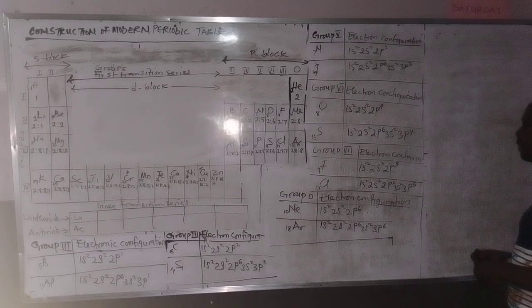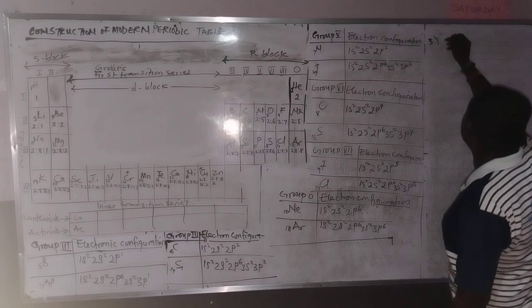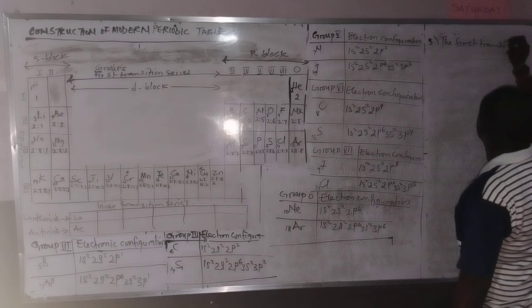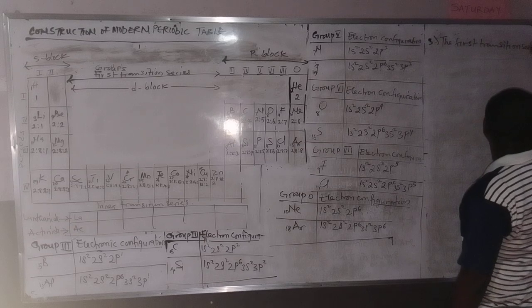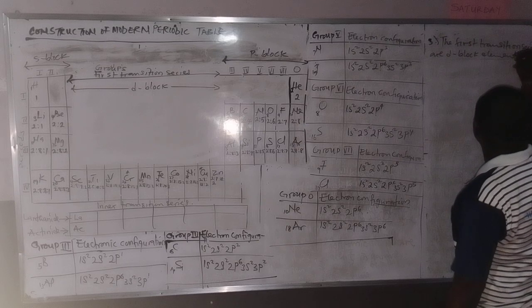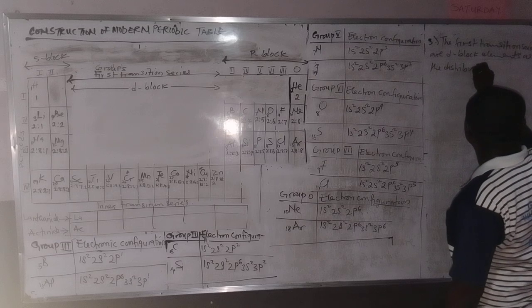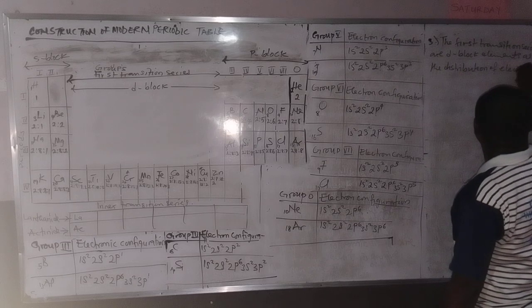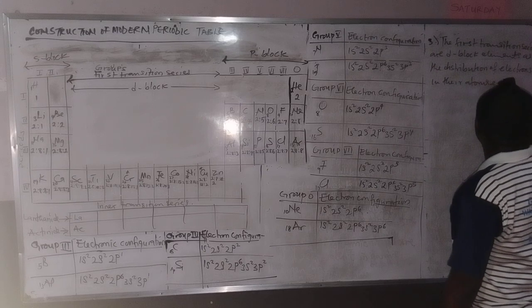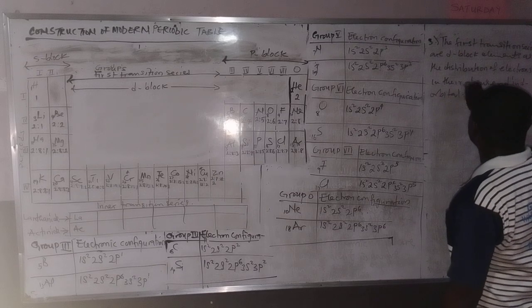So now I want to tell you, point number 3 to know here is that the first transition series are d block elements. Why are they d block elements? As the distribution of electrons in their atoms ends in what? In d orbital. And in d orbital.